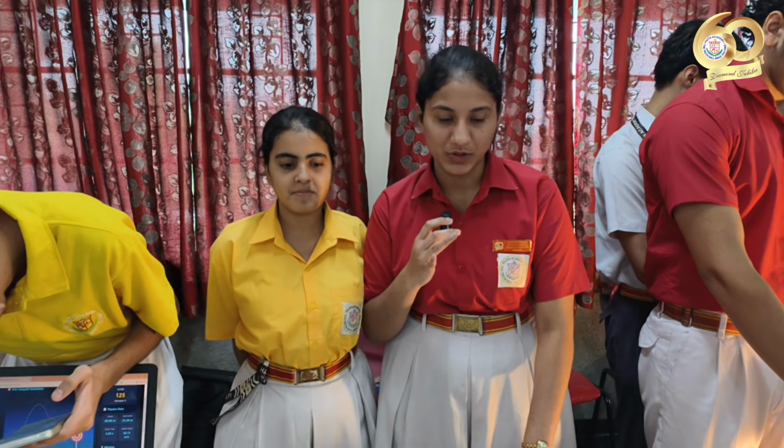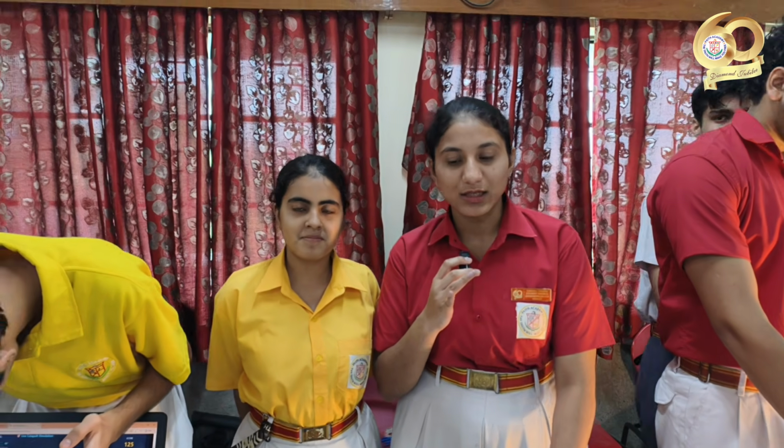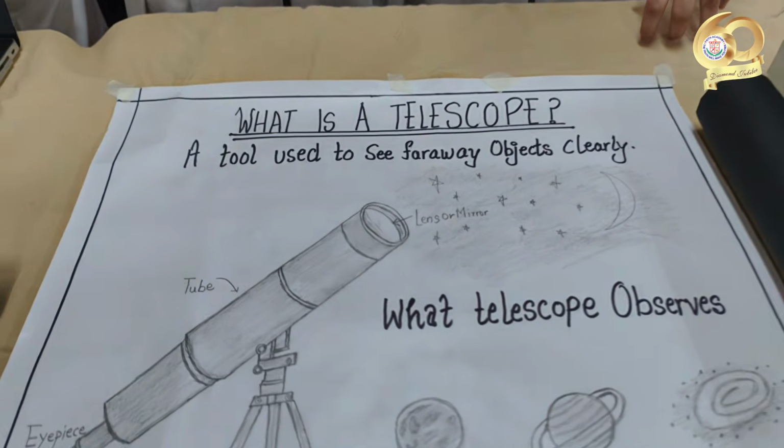The telescope was first patented by Hans Lippershey, and in 1608 it was improved by Galileo Galilei.